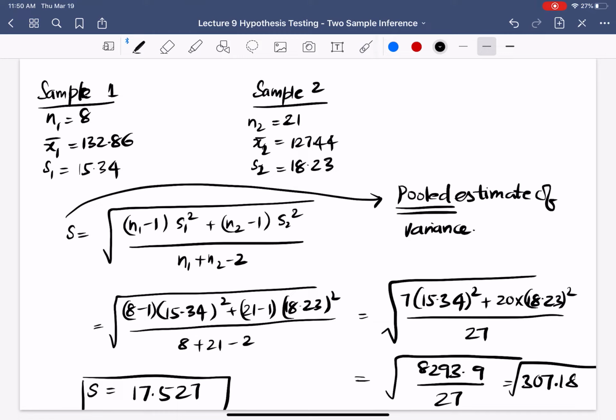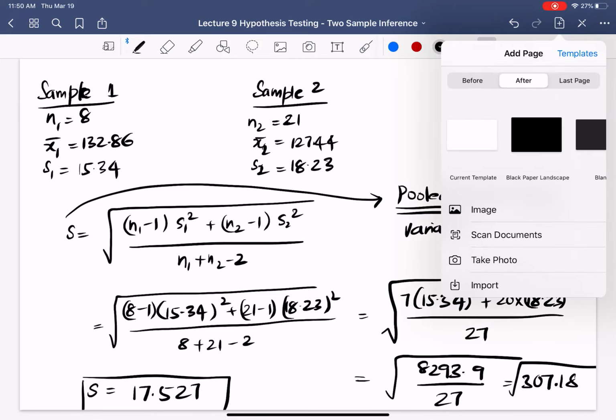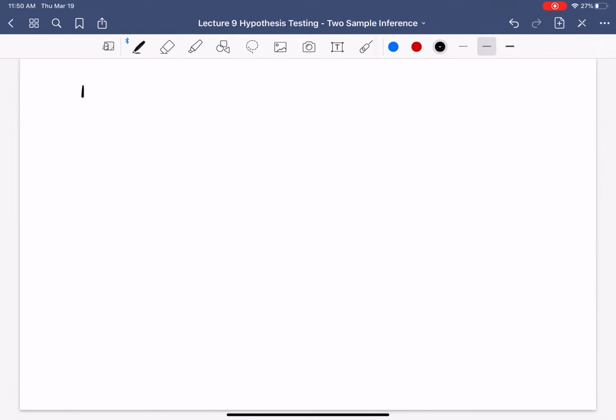Now we have the S value, we have everything that we need. So now calculate the T value. T value becomes x1 bar minus x2 bar divided by S into the square root of 1 by n1 plus 1 by n2.